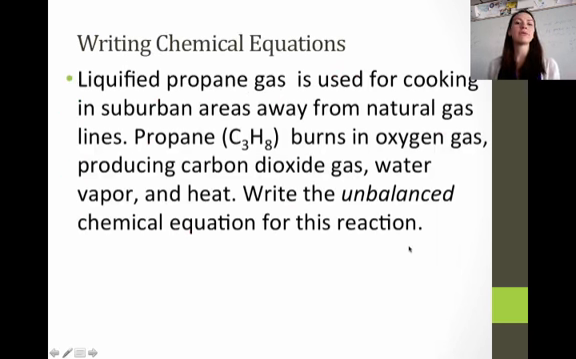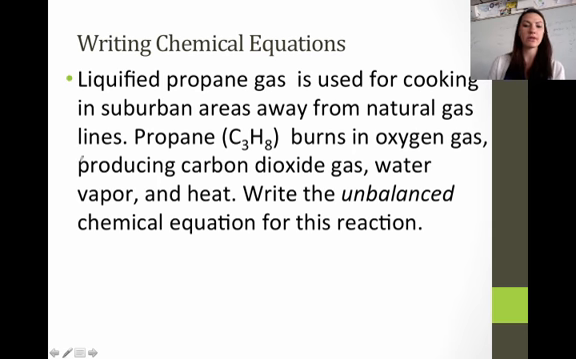This is an example of writing a chemical equation. We've got liquefied propane gas used for cooking in suburban areas away from natural gas lines. If you don't have natural gas hooked up to your house, sometimes you use propane gas, like in the barbecue for a grill. Propane, which is C3H8, burns in oxygen gas, producing carbon dioxide gas, water vapor, and heat. We're going to write an unbalanced equation.